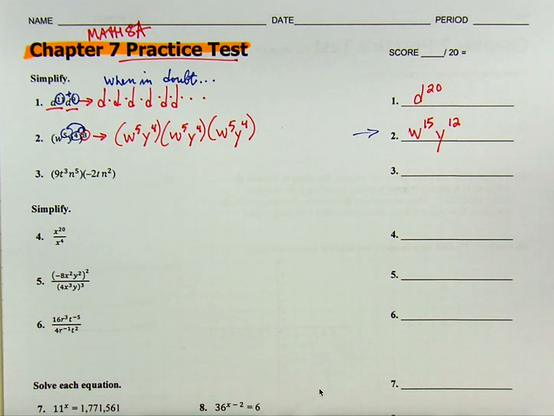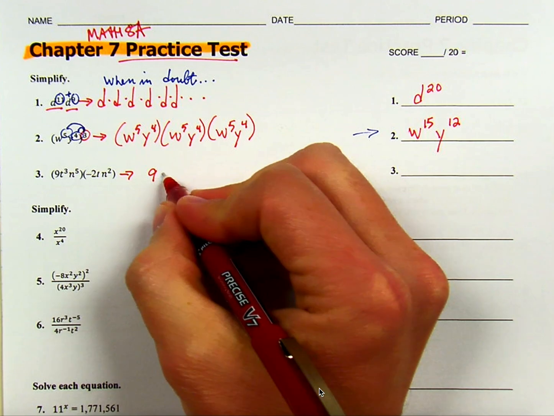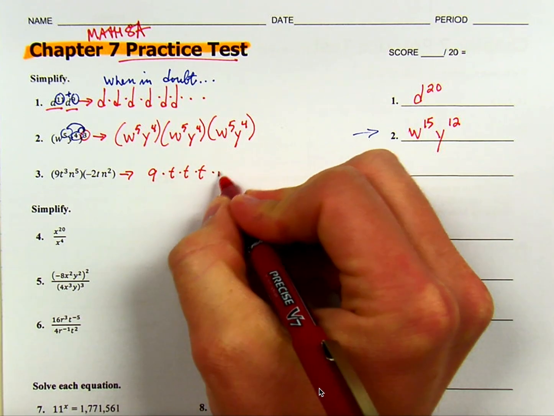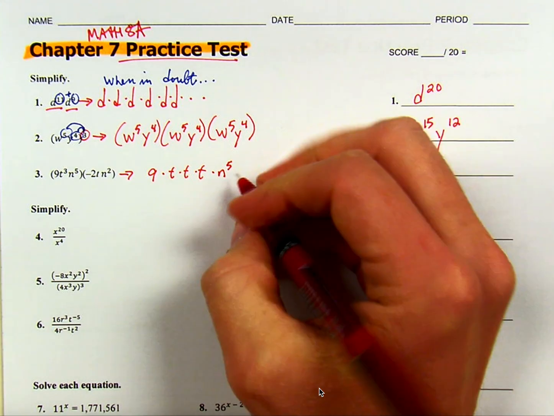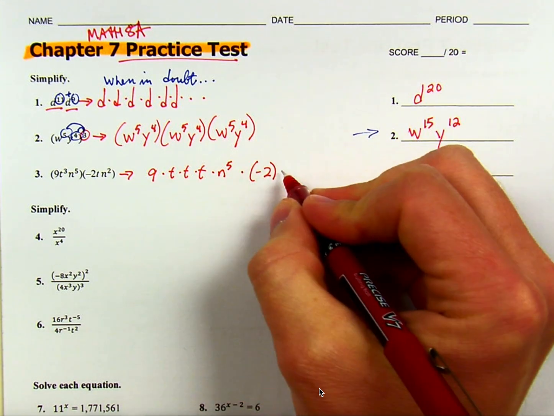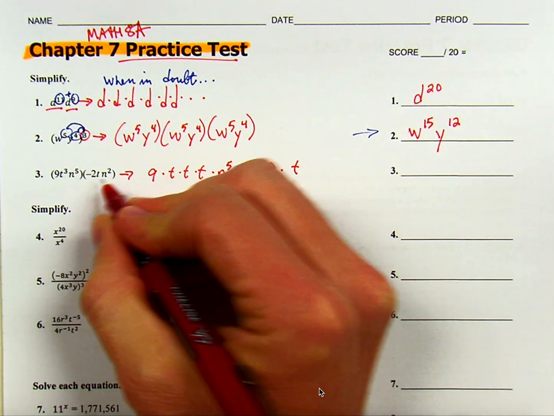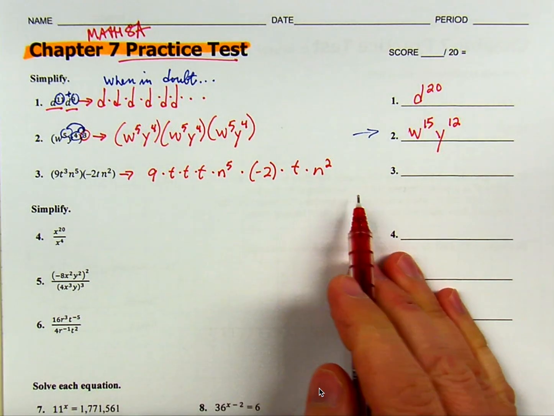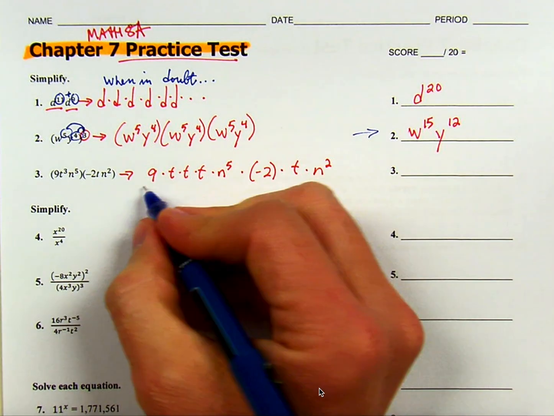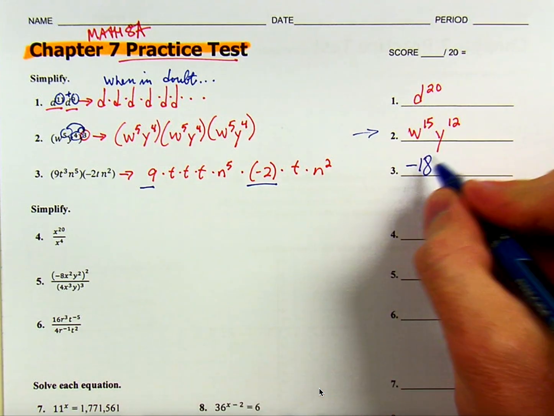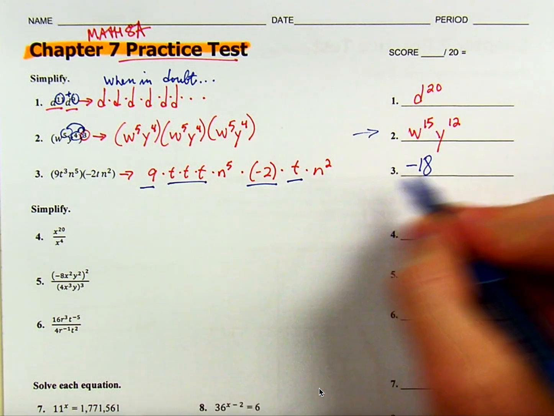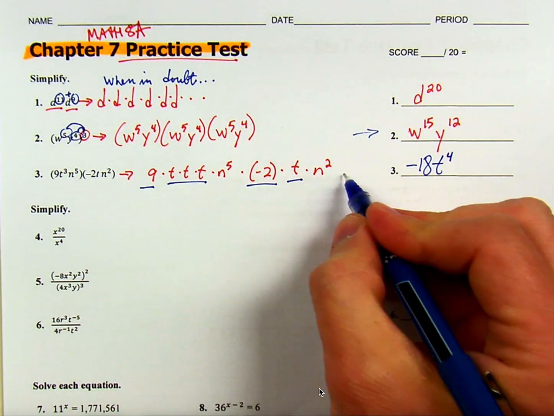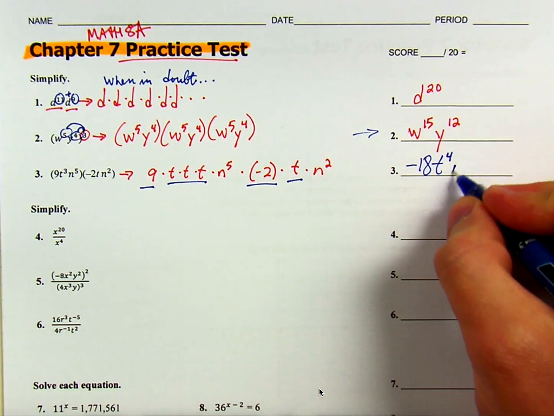All right, on number 3, it's just a multiplication problem. You just got to multiply everything together. So I would say that this is 9 times t times t times t times a bunch of n's. Then times a -2 times another t, just 1, times a couple of more n's. I didn't need to write this all out, but just to show you, 9 times -2 is -18. How many t's do I have? 4. How many n's do I have? 5, and then 2 more is 7.